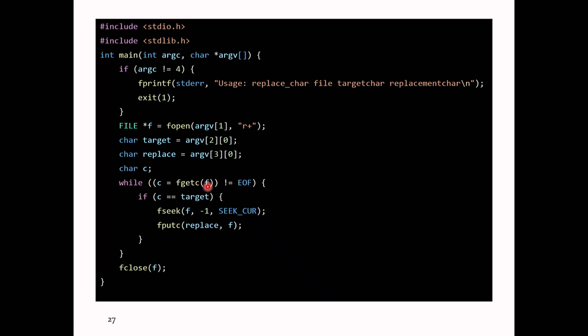So this program is going to read in the file one character at a time. If it finds the target character, remember, when it reads in a character, it goes to the next character. So if I'm replacing the A, I find an A, it's going to go to the next character. I have to back up 1. So if I find the target character, I back up 1, so -1 positions from the current position. And now I can write the replacement character over top of the target character. And you keep on going.